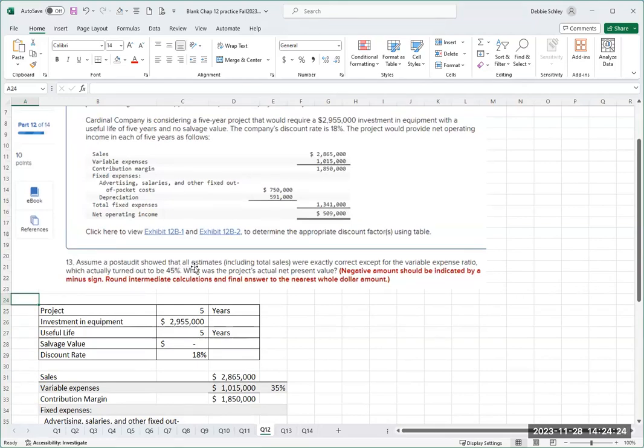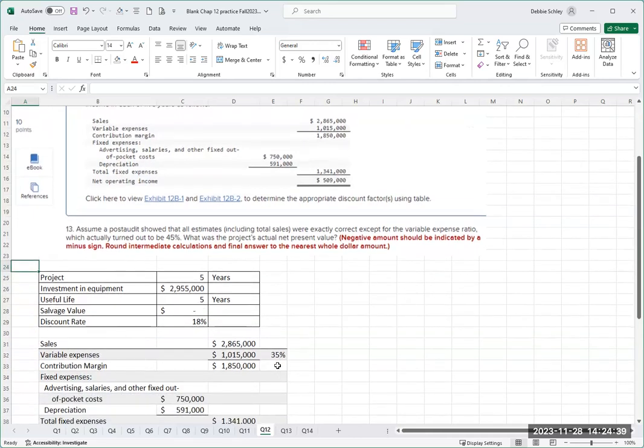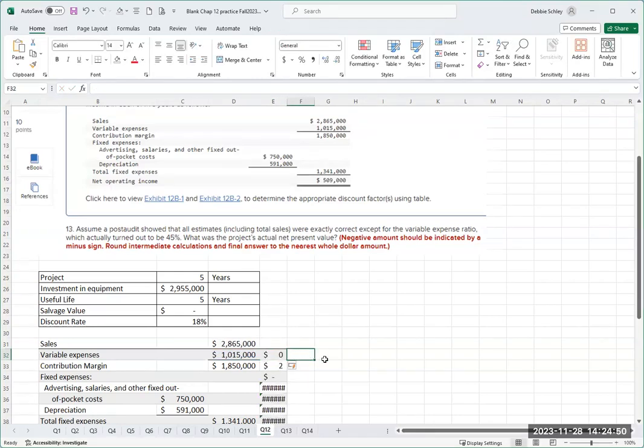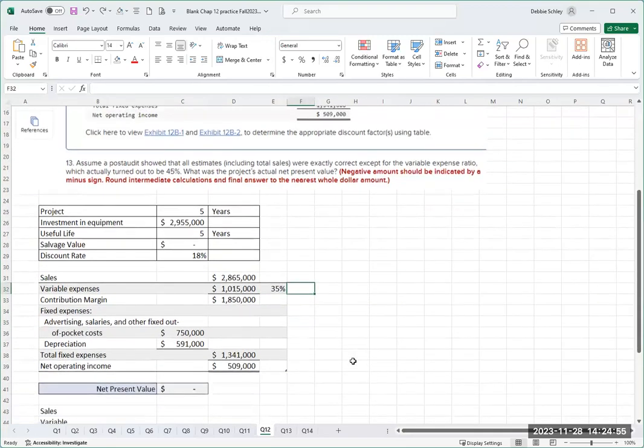Assume the post audit showed that all estimates, including total sales, were exactly correct, except for the variable expense ratio, which actually turned out to be 45%. What was the project's actual net present value? Okay, so the first thing I did was I figured out what the previous variable expense ratio was by taking the variable expenses divided by sales. So it was 35%.